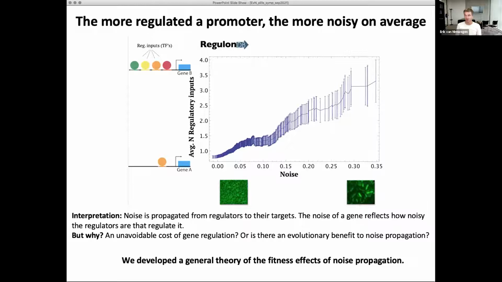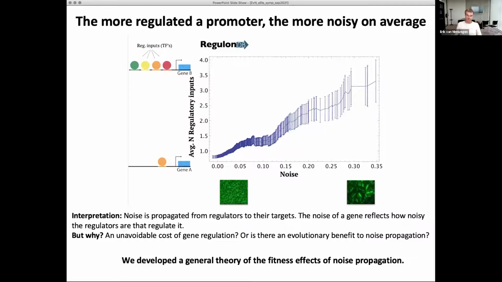And to make a long story short, what we found is that the more noisy a promoter is, the more regulatory inputs it tends to have. So here we've sorted promoters from low to high noise, and you see as you go to promoters that are higher and higher noise, the average number of regulatory inputs that these promoters have, as known in the literature, is increasing systematically. Now, our interpretation of this is that the noise in these native promoters comes from propagation of noise from regulators to their targets, so that the noise of a gene, in a sense, reflects how noisy the regulators are that regulate this gene.